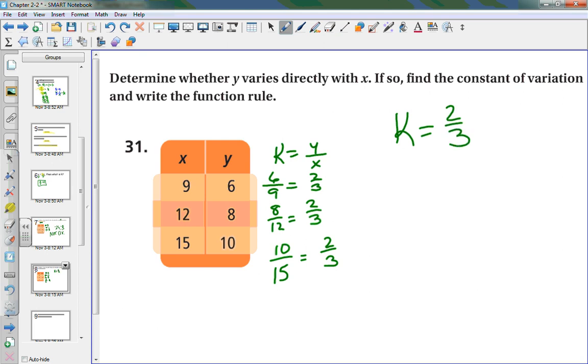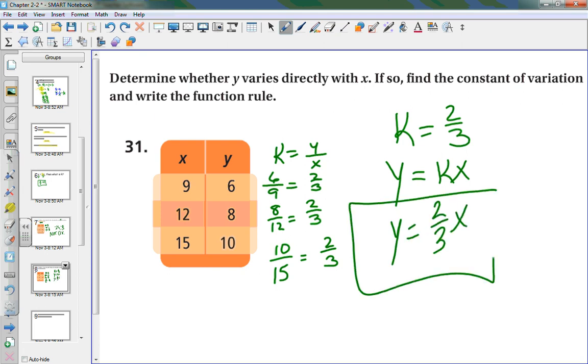Do we see that? Which means my rule is going to be y equals kx, which means y is equal to 2/3 times x. I need to find both of these pieces of information. Do we get that, yes or no?